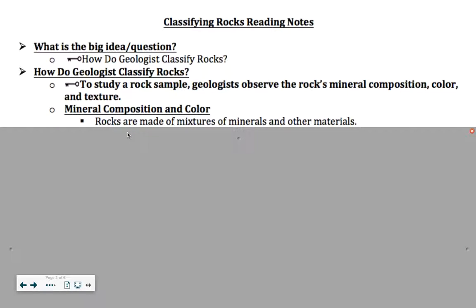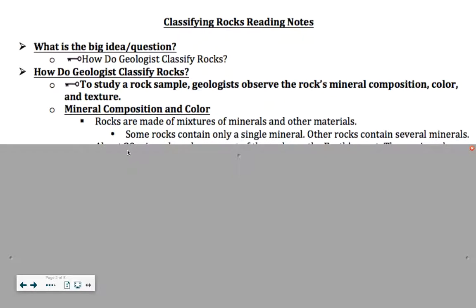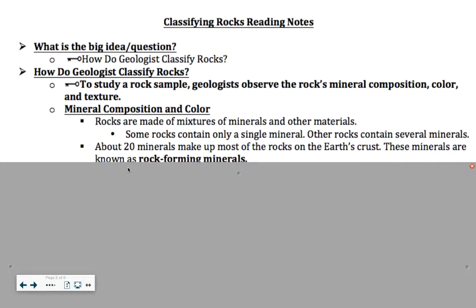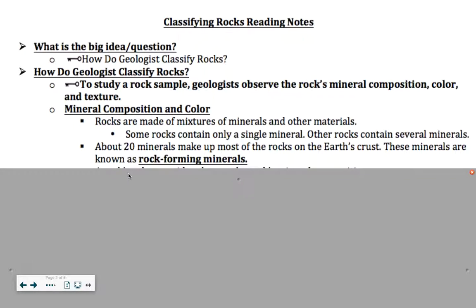Mineral composition and color. Rocks are made of a mixture of minerals and other materials. Some rocks only contain a single mineral. Other rocks contain several minerals. Then we're going to talk about rock-forming minerals. About 20 minerals make up most of the rocks of the Earth's crust. These are known as rock-forming minerals.